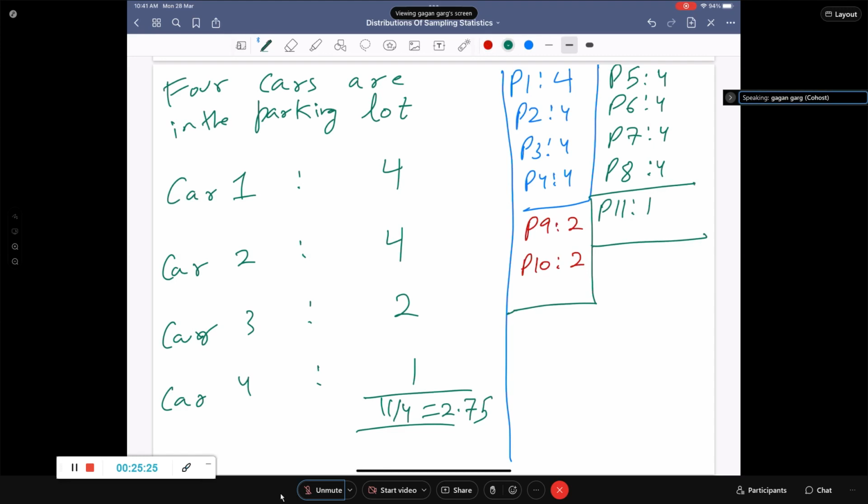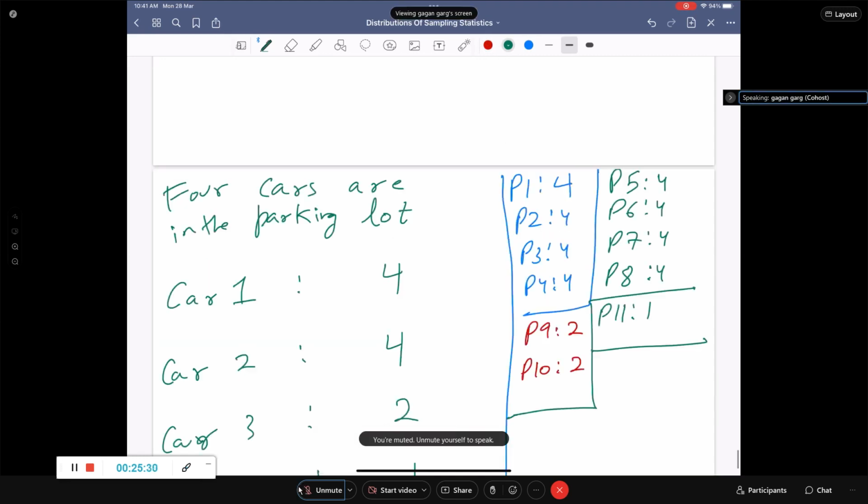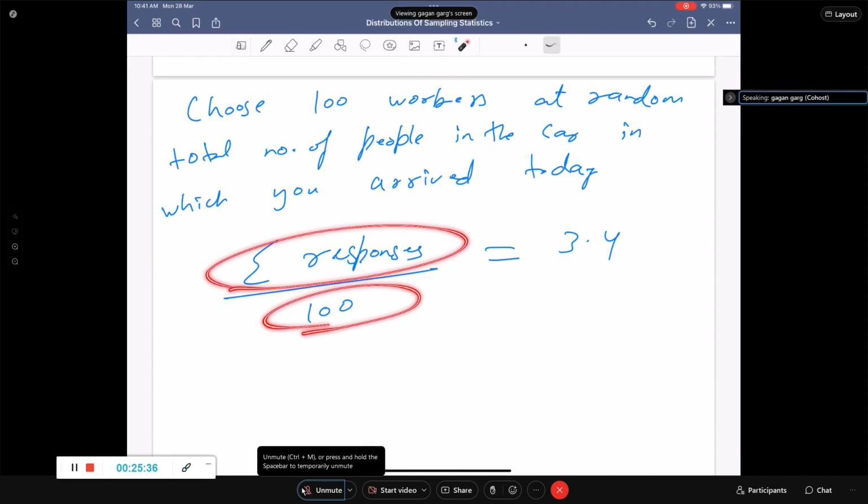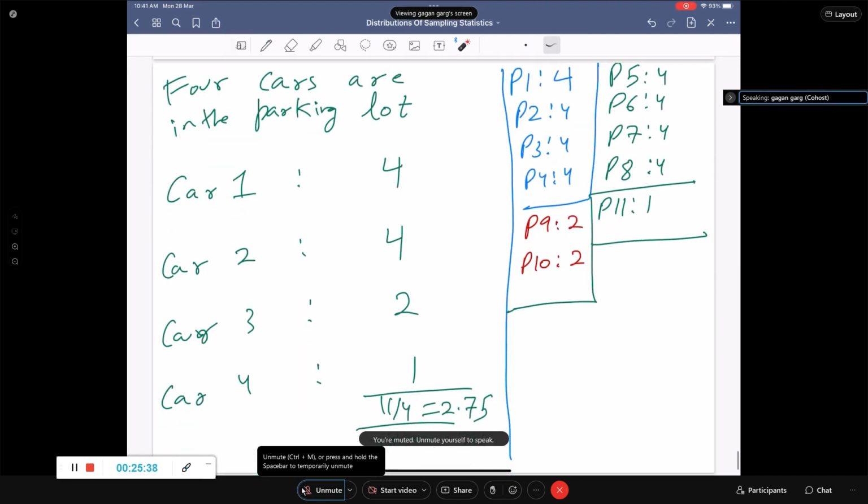What is the total of all these? This is what the company did. It gave a questionnaire to 100 people and it summed up their responses and divided by the number of responses. So in this case, there are 11 people. These 4 people said 4 each. These 4 people said 4 each. These 2 people said 2 each, and this person said 1.